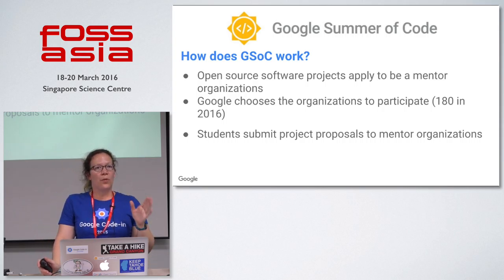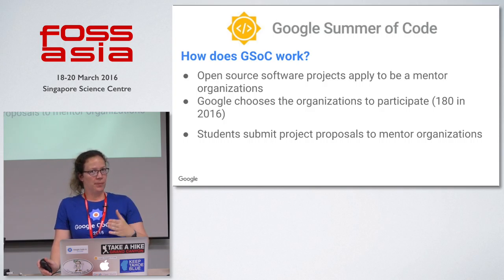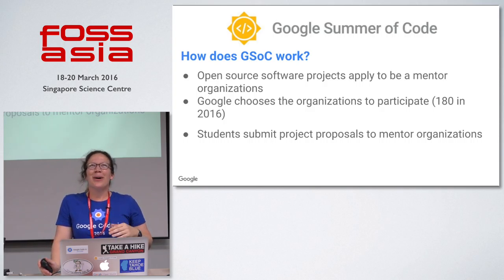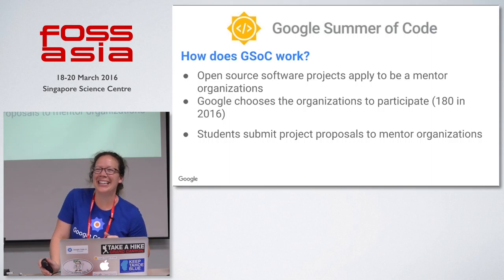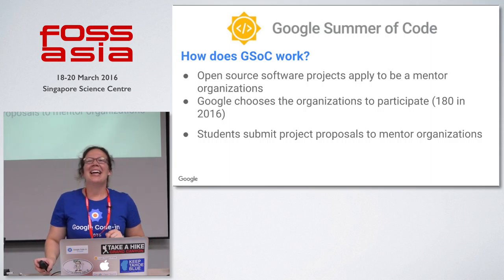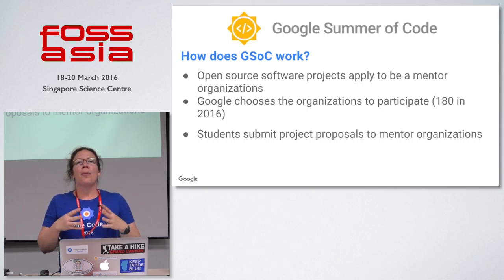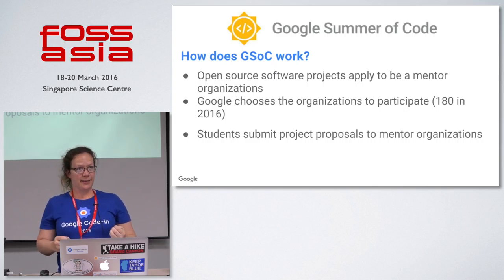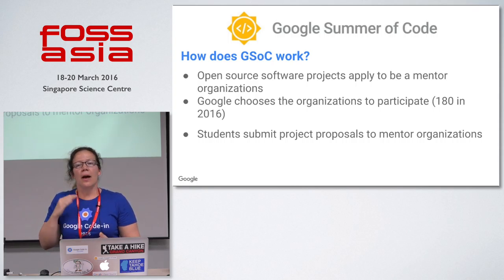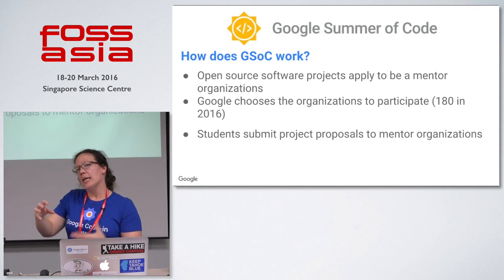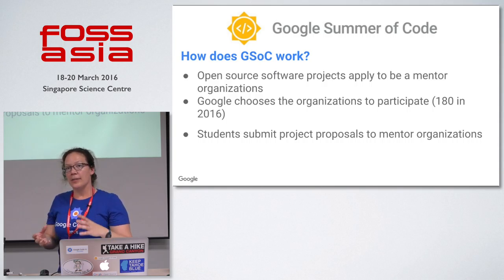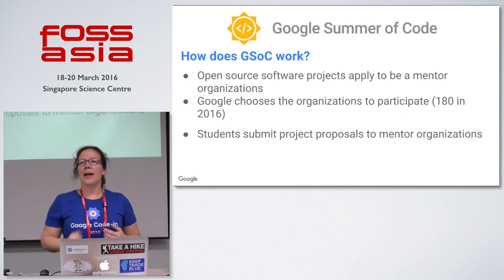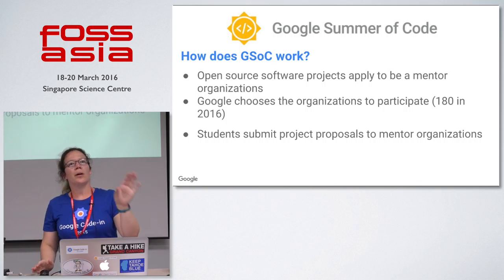And so then, once we've chosen the organizations, what's going on right now is the student application period. So this is probably the most, well, I guess the coding is the most important part of the program, but second most important part of the program is for the students to submit proposals to the organizations. Now, what that means is that each of these 180 organizations have created an ideas list. This ideas list includes ideas on the projects that they would like the students to work on during the summer. So students go in, look at the ideas list, and go, okay, that looks cool.